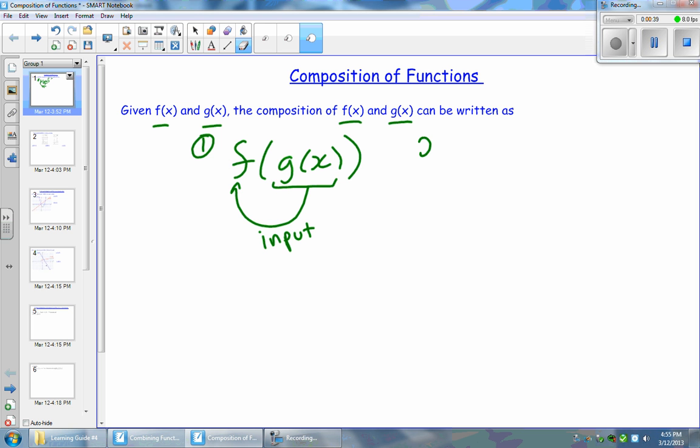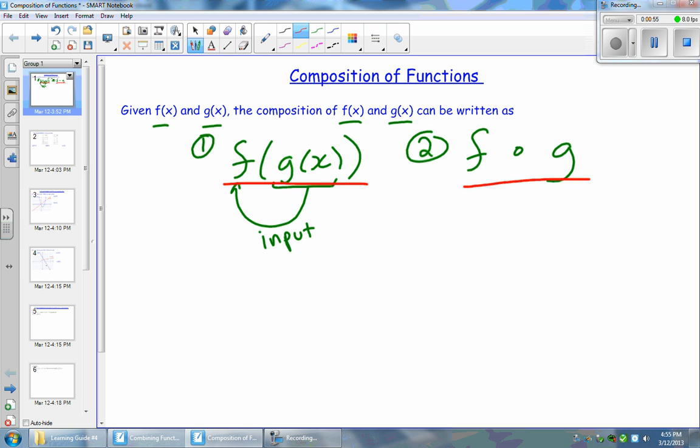A second way that you may see, in a diploma and other resources besides your work text, is as follows: f of little circle g. These two expressions here mean exactly the same thing. It means you're taking the composition of f of x and g of x. So let's actually put this into application here.